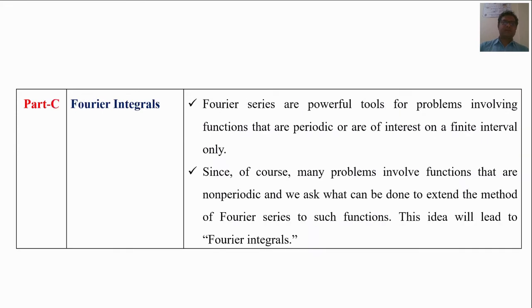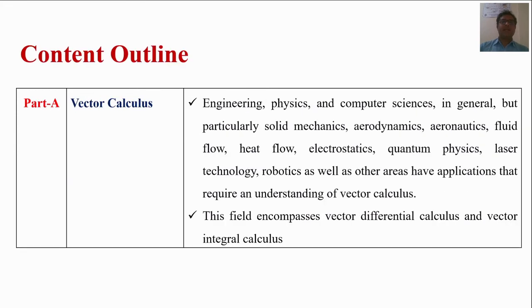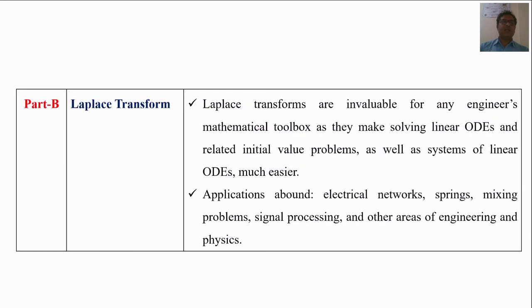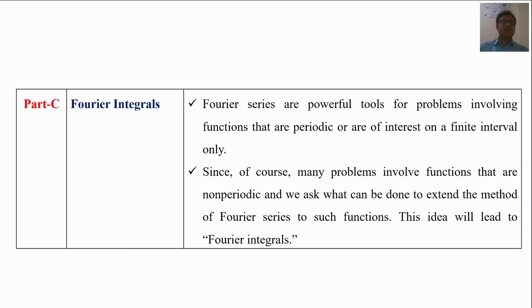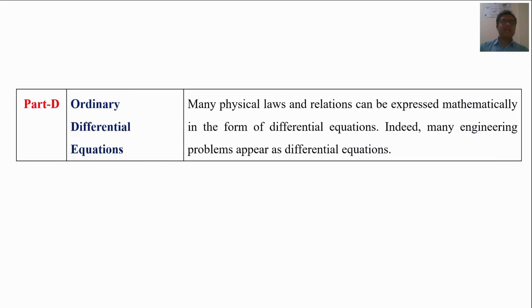So in part A, there is 1 unit. In part B, there is 1 unit. In part C, there is also 1 unit. And in part D, there are 3 units. So totally, there are 6 units in your Mathematics 2 syllabus. Now let us understand each unit one by one briefly.